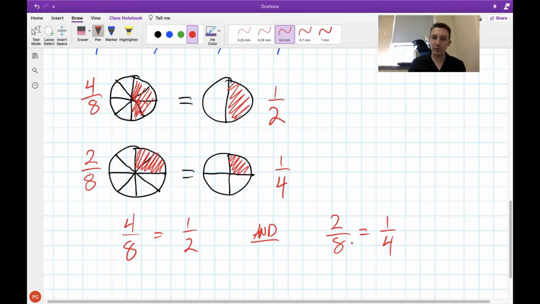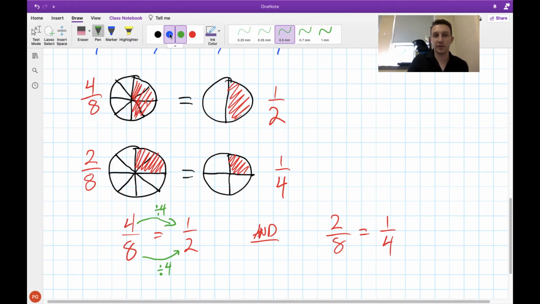Now, how would we go between these fractions? How do we know that they're equivalent? Well, one way that we can check is if I can divide the top by a number. Let's say I can divide the top by 4, so now 4 goes to 1, and I can divide the bottom by the same number, 8 divided by 4 equals 2, then these two fractions are equivalent.